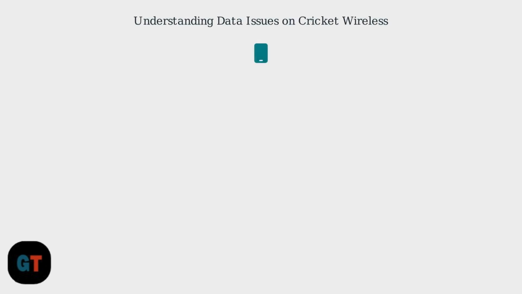Experiencing data connectivity problems on Cricket Wireless? Cricket Wireless operates on AT&T's network and provides affordable data plans, but connection issues can occur due to various factors. These problems typically stem from misconfigured device settings, network limitations, or device incompatibilities. We'll focus on key aspects like APN settings for LTE and 5G networks.